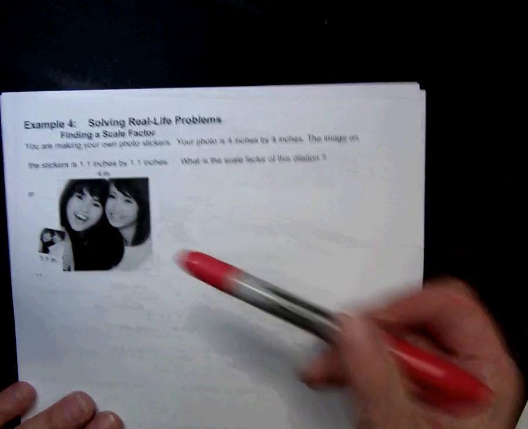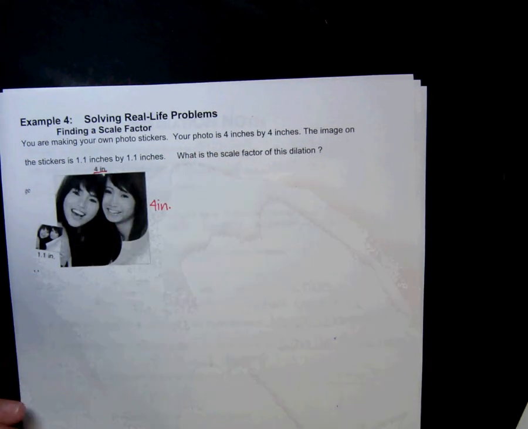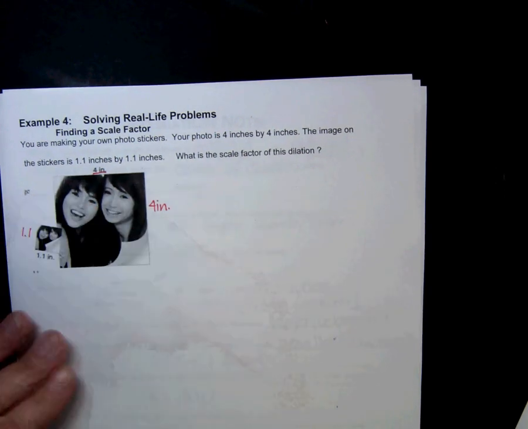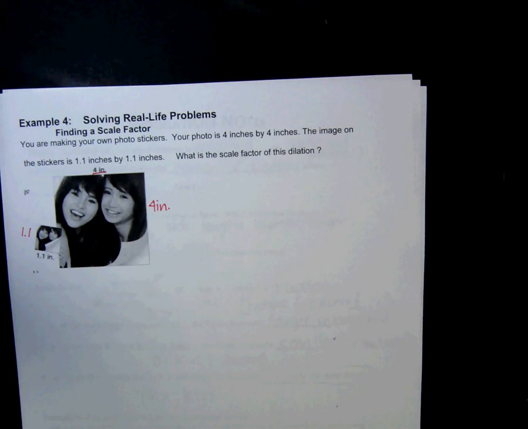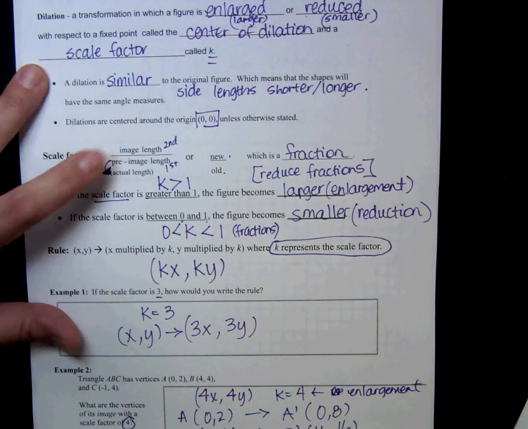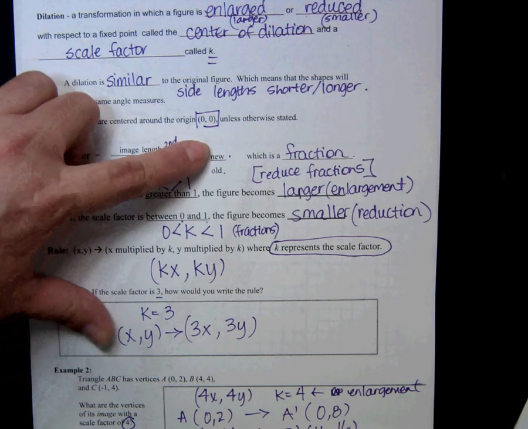Okay, let's go to a real world example. If you are making your own photo stickers, your photo is 4 inches by 4 inches, so it is a square. The image on the sticker is 1.1 inches by 1.1. What is the scale factor of this dilation? So if we go back and look at our rule, it tells us right here we can use the image length, which is the one we're creating, over our pre-image, which is the actual length, or we can think of it as new over old, it doesn't matter.